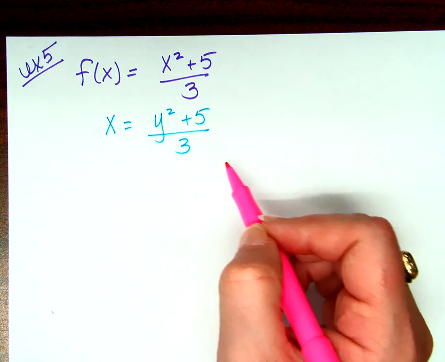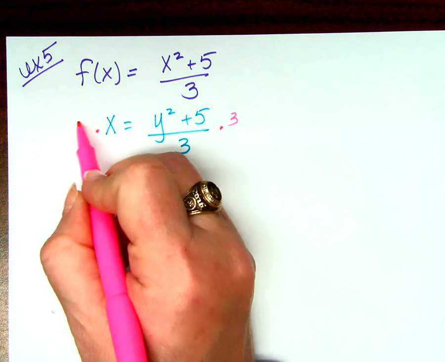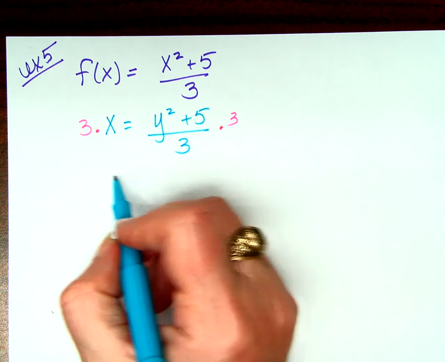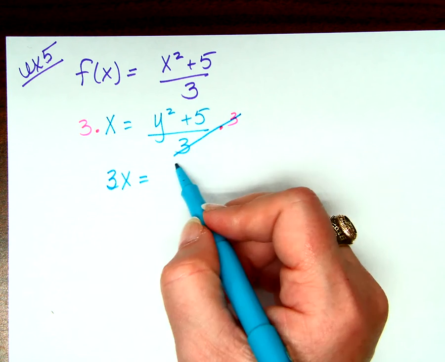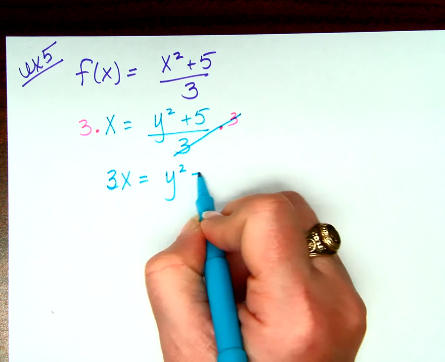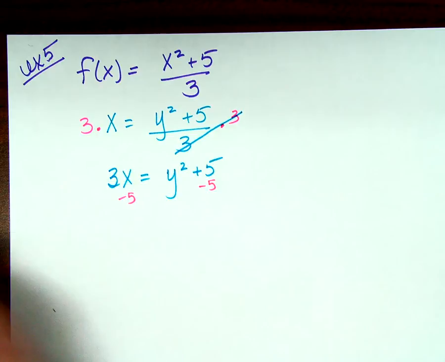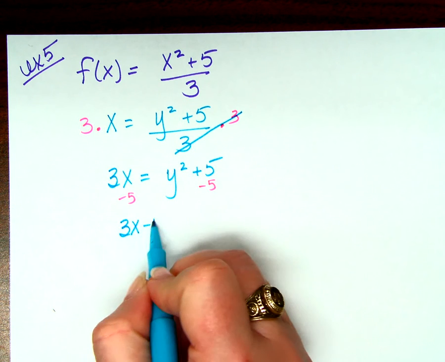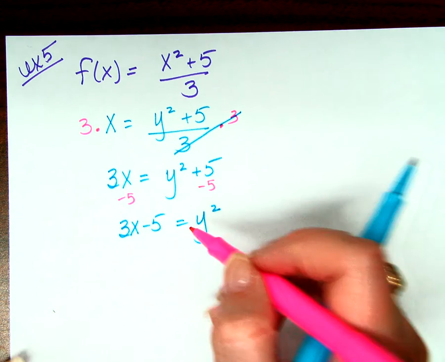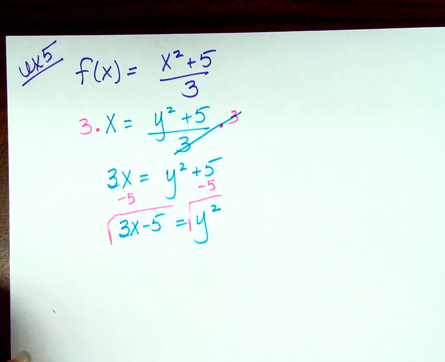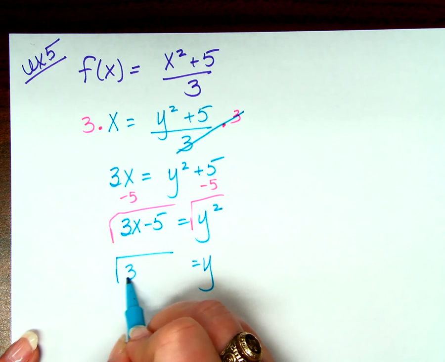How do I undo the 3? Well, the 3 is dividing, so I'm going to multiply both sides by 3. On the left-hand side, I have 3x. Right-hand side, that simplifies to 1. I just have y squared plus 5. I subtract 5 on both sides. So I have 3x minus 5 equals y squared. And how do I undo the squared? Well, that's the square root. So y equals the square root of 3x minus 5.